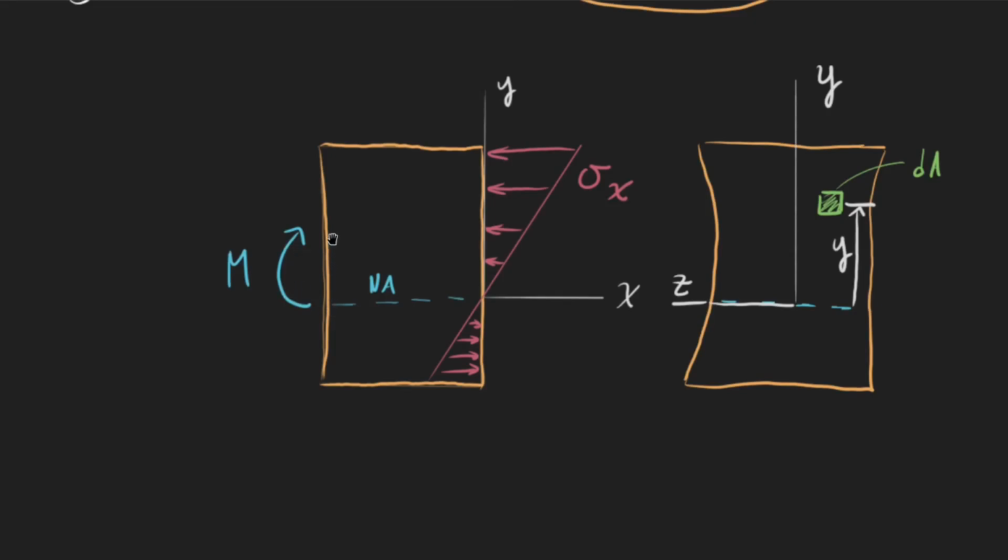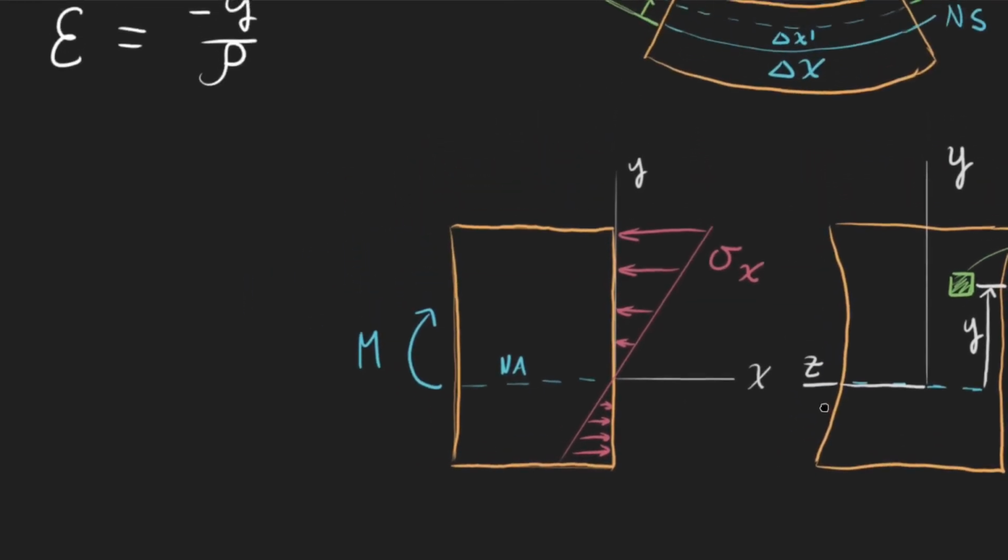And as we move further away, R cross F gives us our torque or our moment. So it's going to be linear like this. And if we look at the cross-section, we're interested in some slice dA. We're going to say that's some height y above this neutral axis right here.